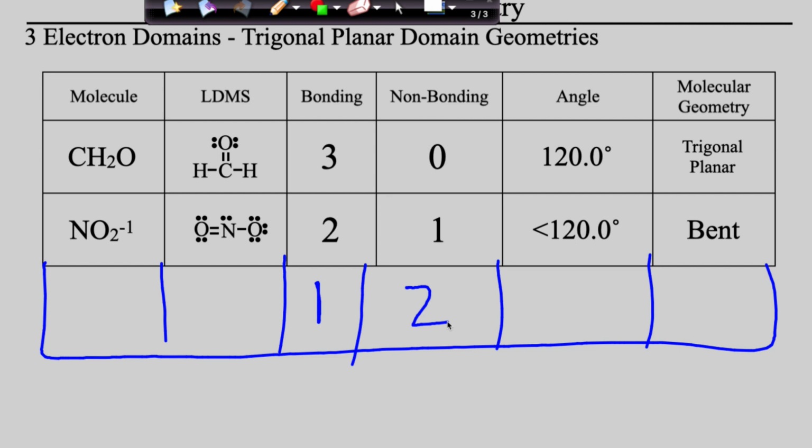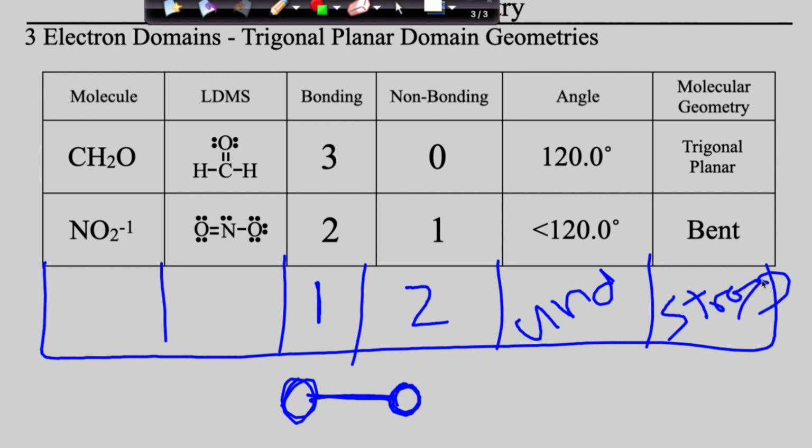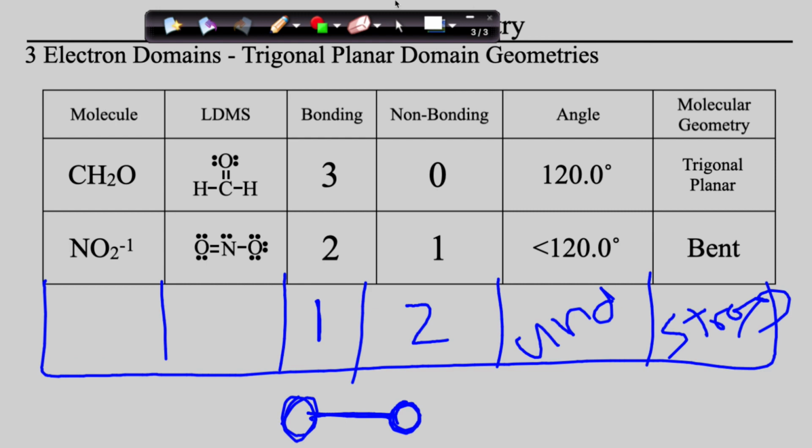Because anytime we have 1 bond, we have 2 points. And anytime we have 1 bond and 2 points, do we have an angle? No. So the angle will be undefined, and the name of this will also be straight. So guys, anytime you have 1 bonding domain, it's always undefined and straight. We good? All right, guys, we got about 3 more minutes.